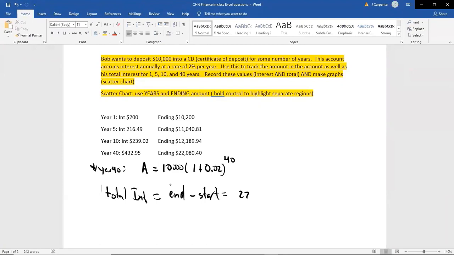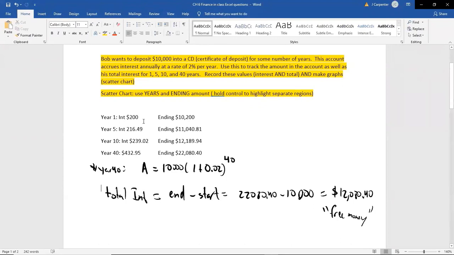So that would be $22,080.40 minus $10,000, which would be $12,080.40. That's what I like to call free money. Now you might be saying, well, Bob just got that $10,000 for free. Wouldn't it all be free? Let's not count it that way. Interest is what I mean by free money.